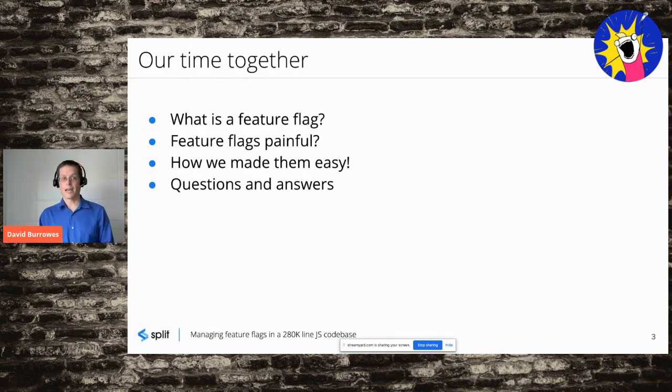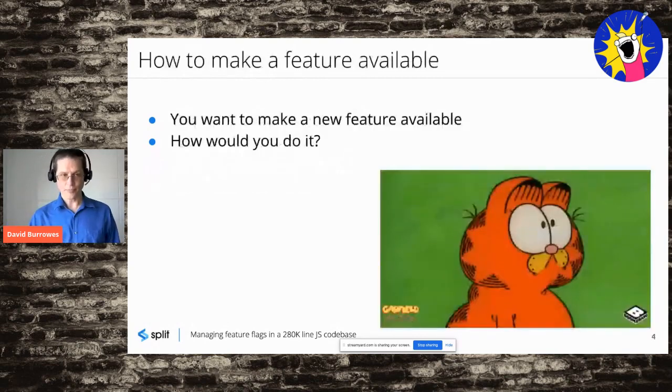So for my talk today, I'm going to start off, remind us all what a feature flag is, why they're useful, talk a little bit about how introducing them into your code base can be difficult, and then talk about a solution we've found that has made managing our own feature flags fairly easy. After that, there will be a period for questions and answers.